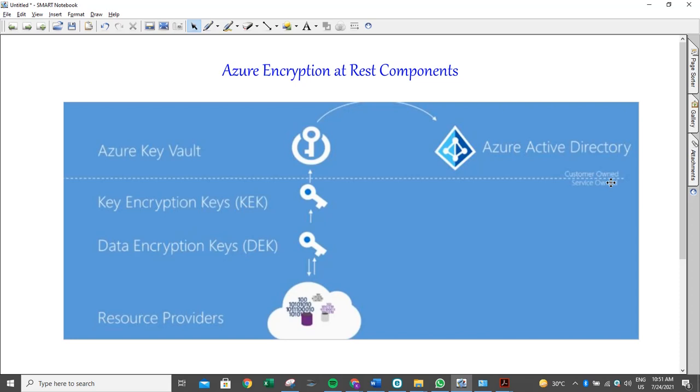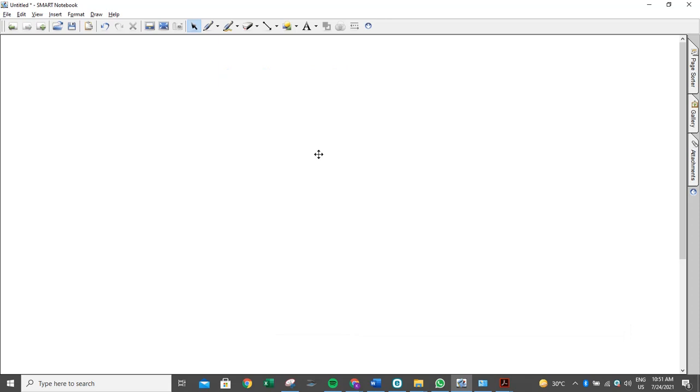customer managed encryption scenarios. Next comes Azure Active Directory. Azure Active Directory gives permissions to use keys stored in Key Vault, either to manage or access them for encryption at rest. Both encryption and decryption processes can be given to Azure Active Directory accounts. Next comes the key hierarchy.